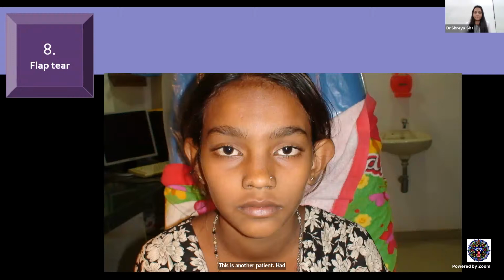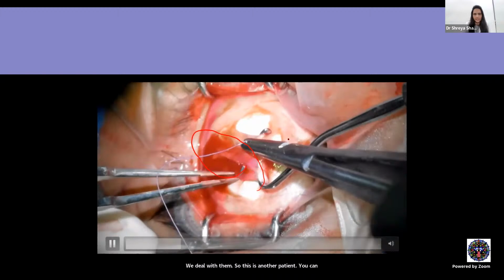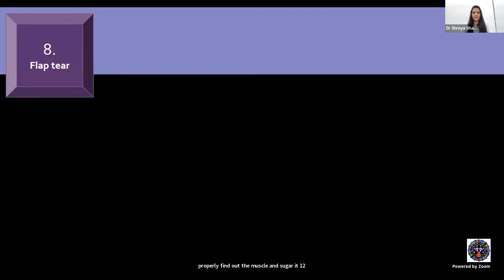This is another patient. You can say it is a beveled flap tear. So you need to properly find out the muscle and suture it well. So this is the post-operative picture of the same patient. MR and SR, as I said, you need to do.